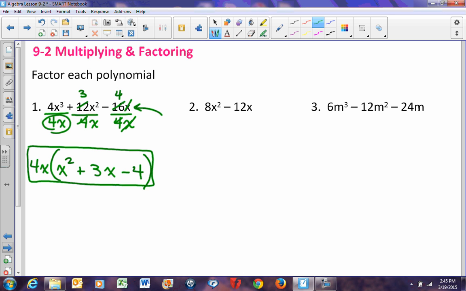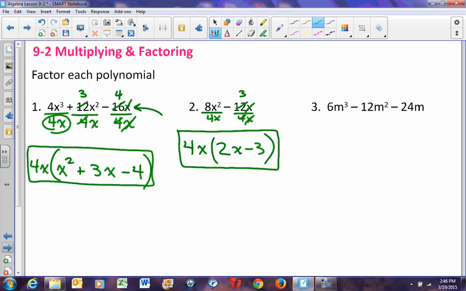One undoes the other. If we look at problem number 2, the greatest number I can take out of there is a 4, because 4 divides evenly into 8, and 4 divides evenly into 12, so I'm going to say 4. Largest number of x's, x. If I divide everything by 4x, 4 goes into 8 twice. X to the 2 minus 1 is x. 4 goes into 12 3 times. And the 2 x's cancel out. So there you have it. 4x parentheses 2x minus 3.